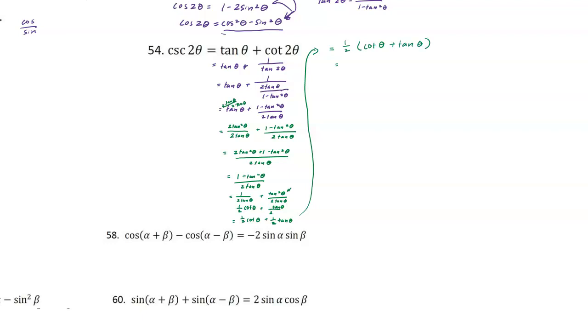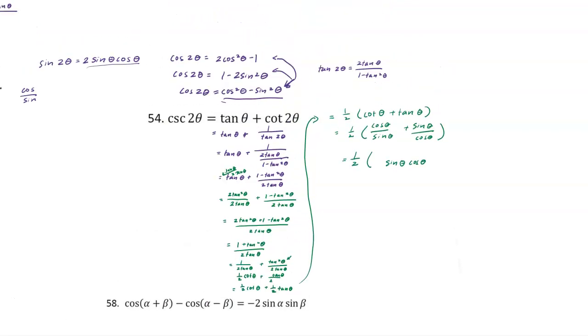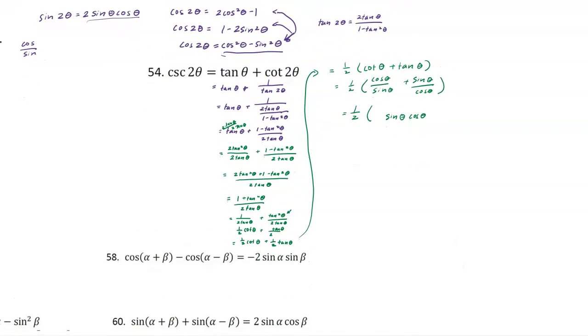Let's go ahead and convert it now into cosine theta over sine theta plus sine theta over cosine theta. That way, 1/2 is still there, and the common denominator is going to be sine theta cosine theta. You see that denominator forming? That's going to be the double angle identity. And the 1/2 outside is going to be in the denominator. The 2 is in the denominator.